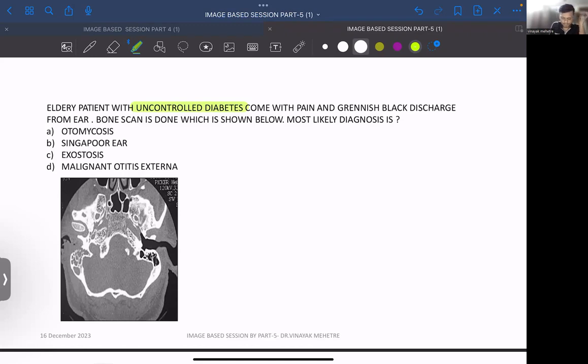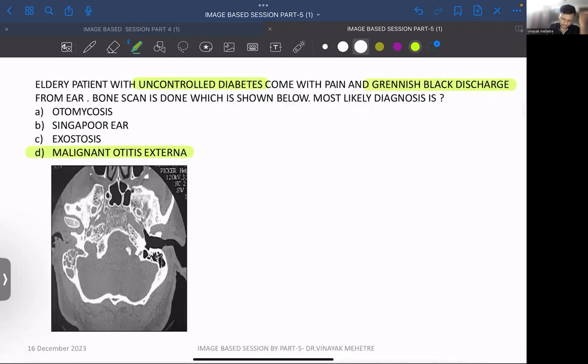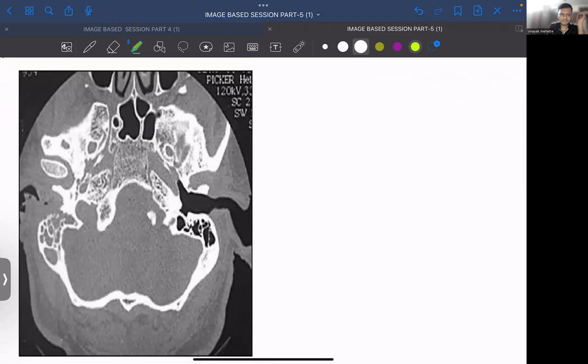ठीक है, malignant otitis externa. That's it. समझ आ गया? Still, greenish black discharge. What is the meaning of this? That Pseudomonas is eating the bone of the ear, and that dead bone is coming out of the ear. How? Take a look over here. Now tell me which is the abnormal site in this?